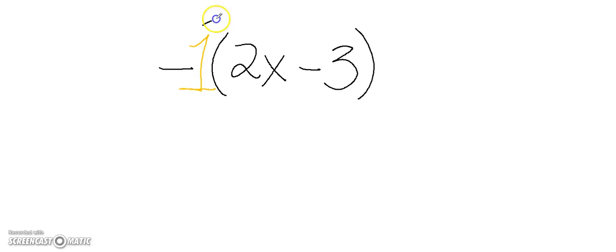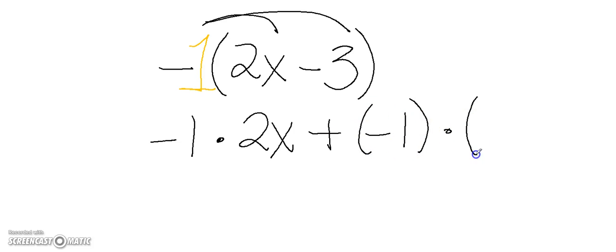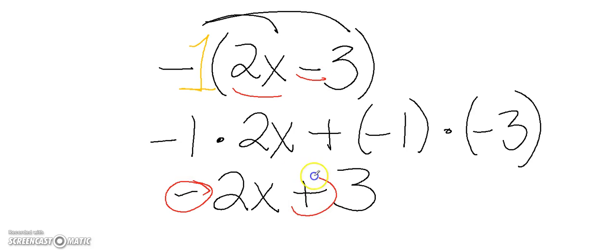So if I was to distribute negative 1, I would get negative 1 times 2x plus negative 1 times negative 3, and that gives us negative 2x plus 3. So basically, when you put the negative in front of it, I've also talked about how that means opposite. So we're doing the opposite of 2x, which is negative 2x, and the opposite of negative 3, which is positive 3.